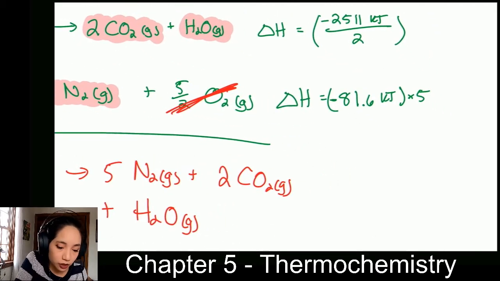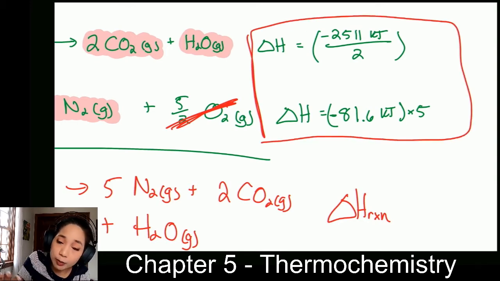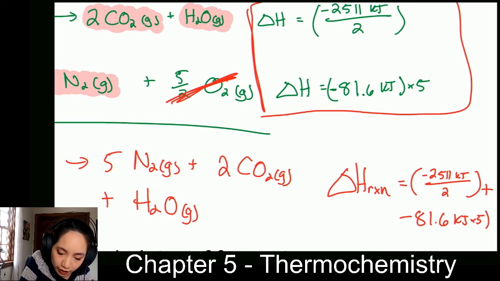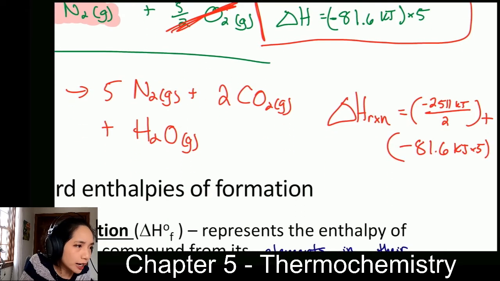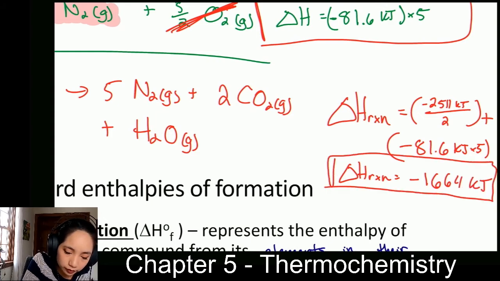So, to get the delta H of this reaction, we just have to take the sum of our manipulation of the delta H's that we took care of. So if you add up those two values, so negative 251 kilojoules over 2 plus negative 81.6 kilojoules times 5. So if you put that into your calculator, you should get the delta H of this reaction equals negative 1,664 joules. There we are.